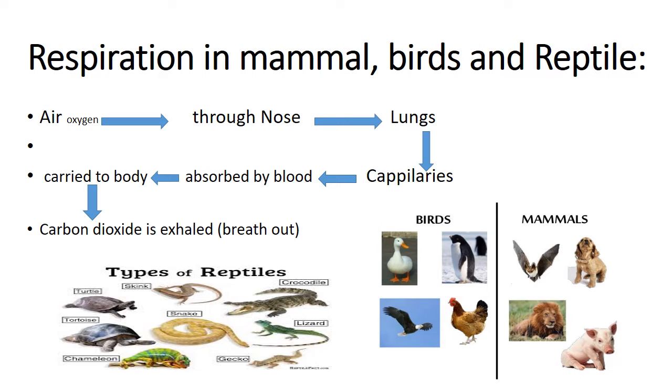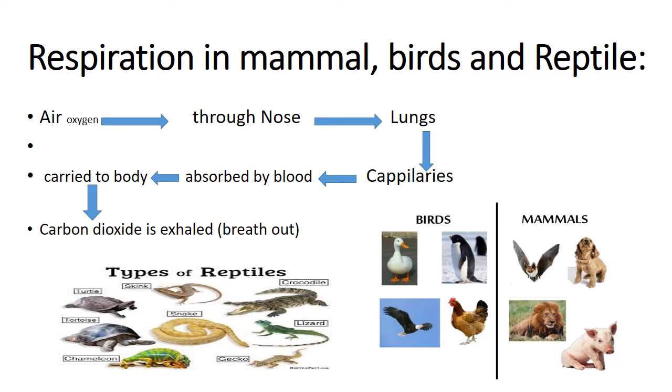Capillaries are basically the blood vessels. From the capillaries, the oxygen is absorbed by the blood and carried to different parts of the body. From different parts of the body, carbon dioxide is exhaled. It is breathed out through the mouth, because carbon dioxide is not needed by animals and humans, so it is breathed out of the body.